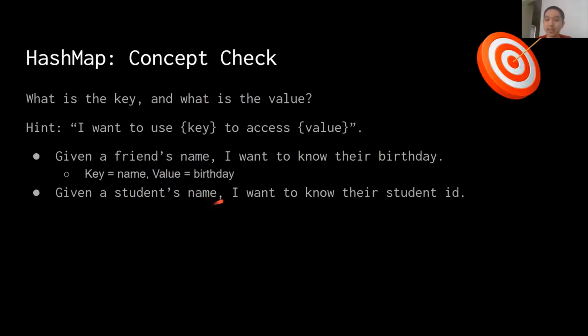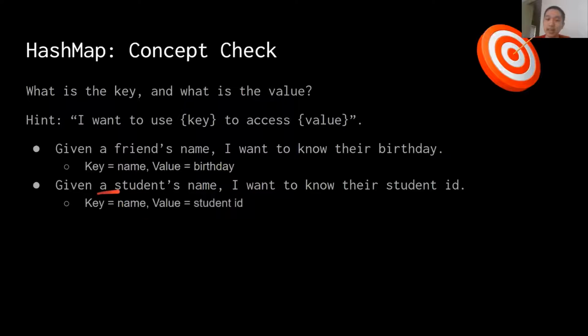Yeah, so the key would be the student's name and the value would be the ID. So I would pass in a student's name into this hash map and the hash map will tell me the student's ID. So your key would be your name because you know that person's name and you feed it into the hash map. And the value is what you get back from the hash map, which is the student's ID. And so you can store the name as a string and you can store the student ID as like an int or a long, right?